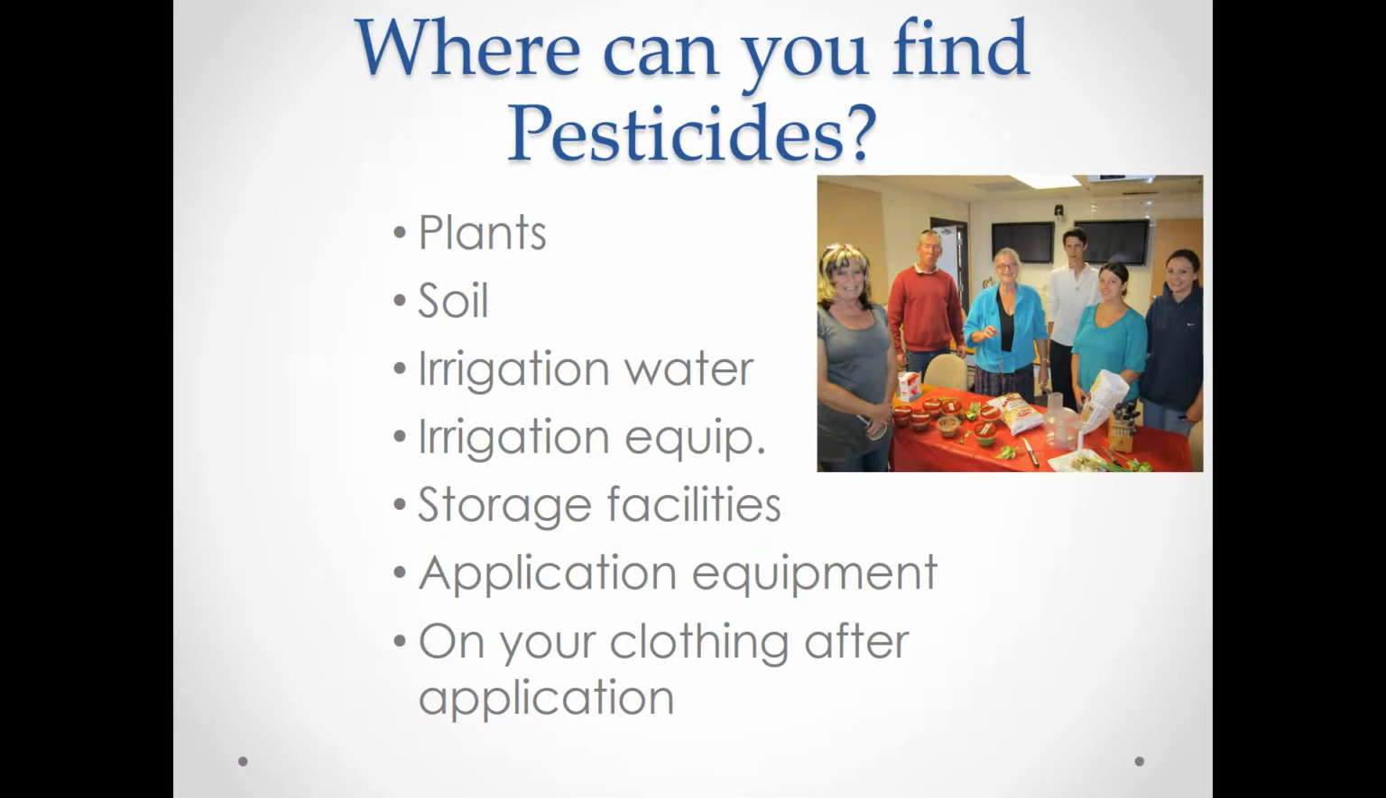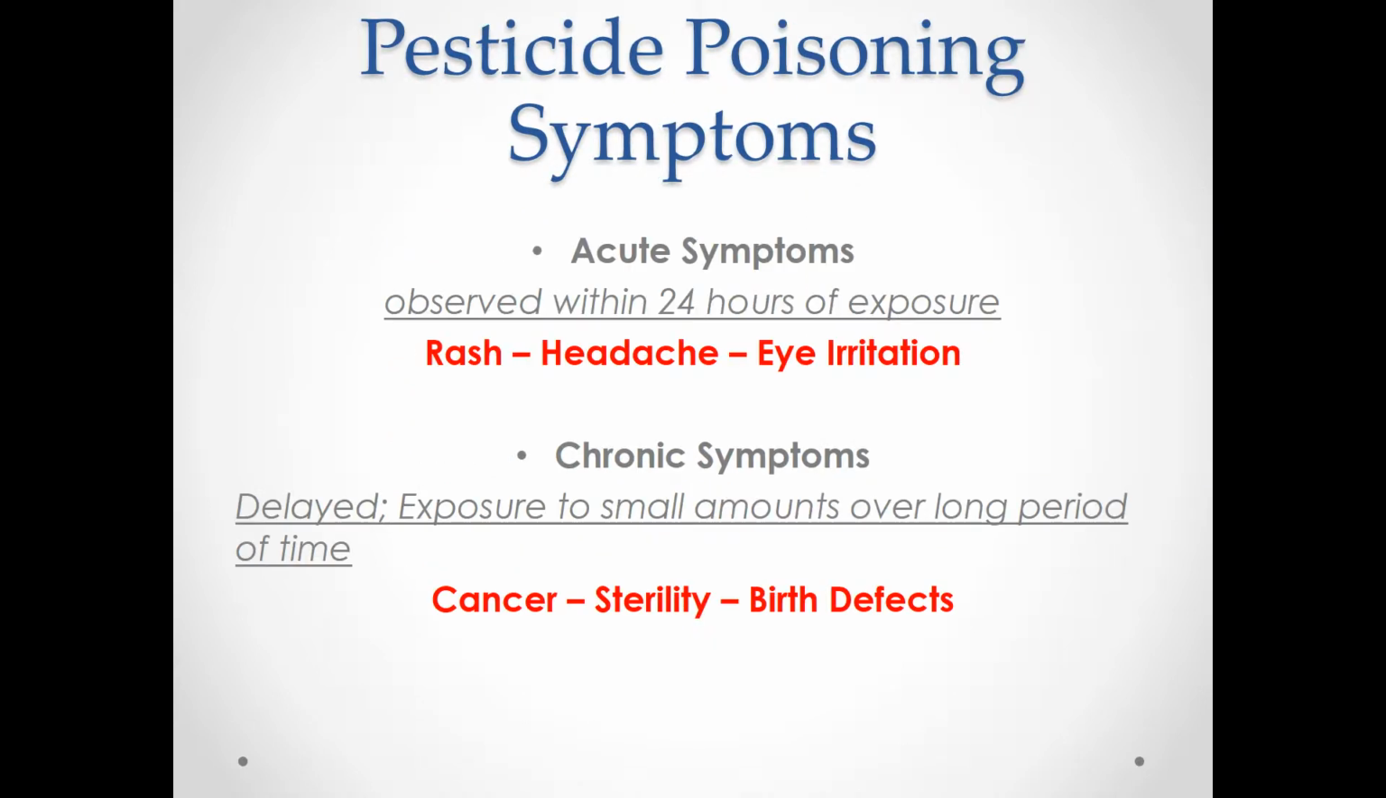So where can you find pesticides? Pesticides can remain on the plants, the soil, irrigation water, irrigation equipment, the storage facilities, the application equipment, or on your clothing after application. So these are all reasons you want to be careful regardless of the level of toxicity of that pesticide.